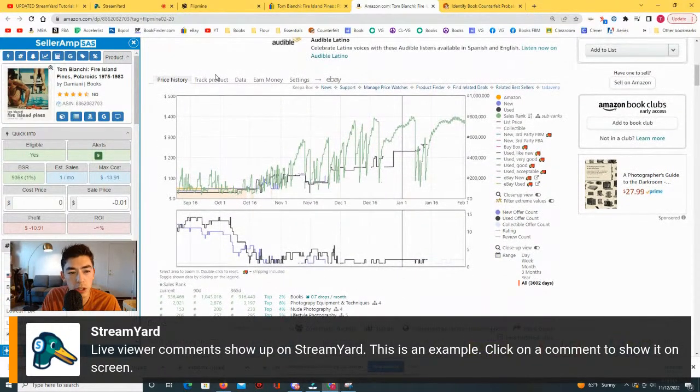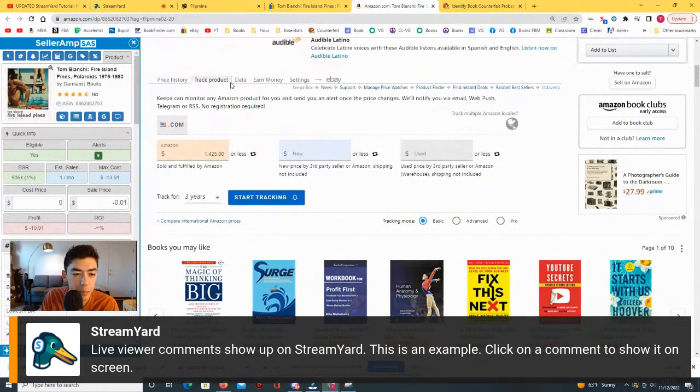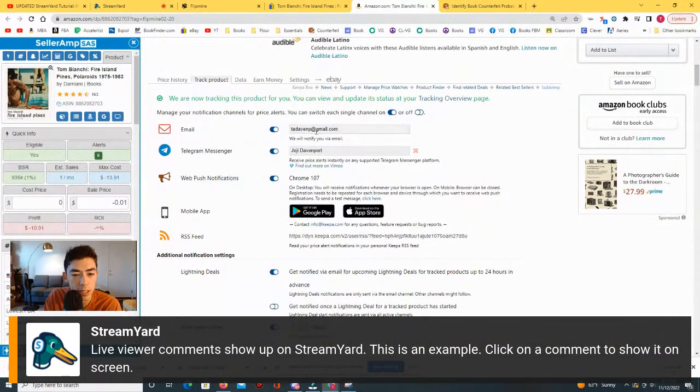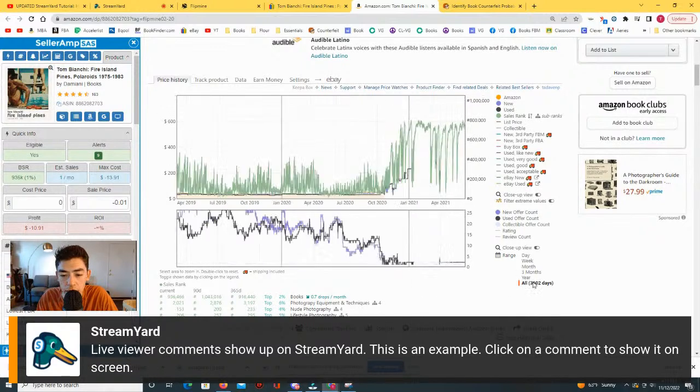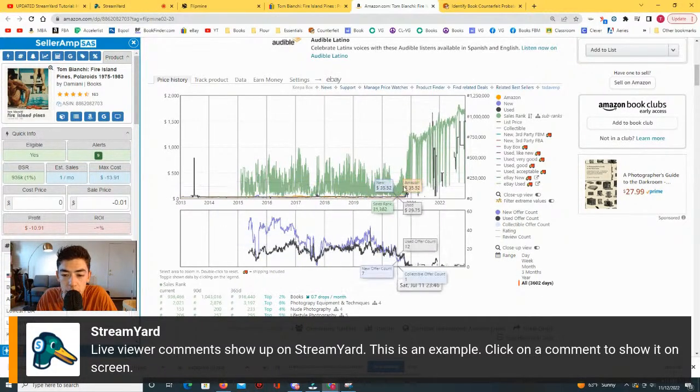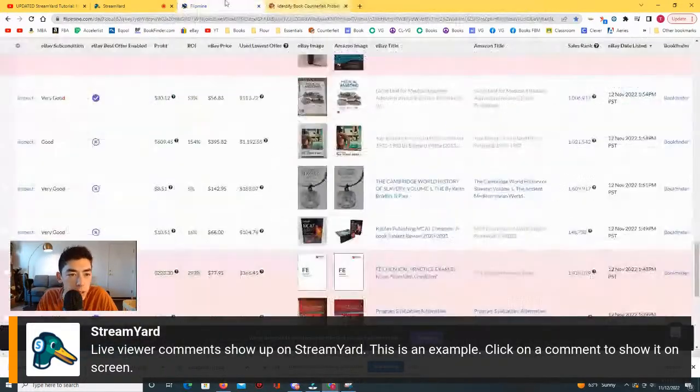So one thing you could do is come over here to the track product feature if you have the Keepa subscription, and then you can track this Amazon new and third-party new. So let's say you wanted to track it for $55, you could track it for 3 years. And basically if that ever happens where the new price gets that low, then it'll send me an email and I'll get a little notification popped up on my screen here, and then from there maybe I could potentially buy it. But yeah, this is an interesting book because it's so valuable now. But okay, let's just keep going.